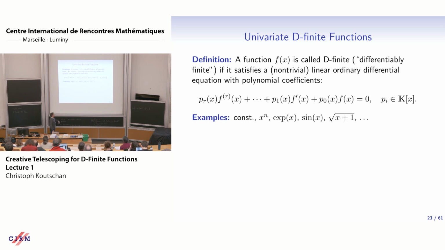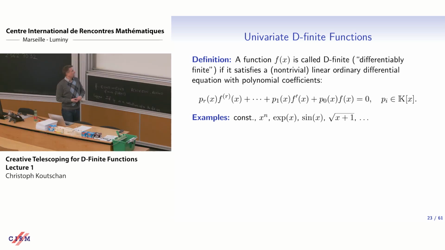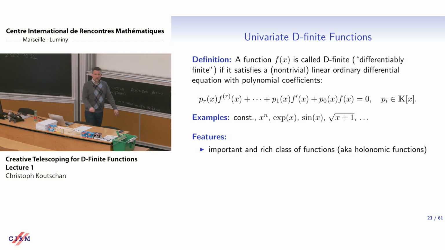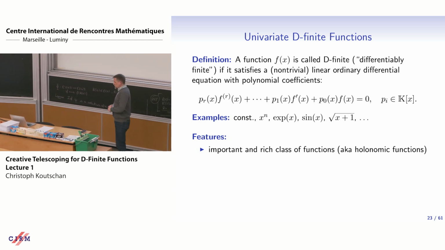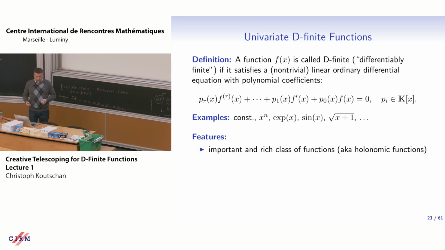So here are some typical examples. If f is a constant, of course, it satisfies this property; x to the n, exponential, sine function, square root. All these are examples of D-finite functions. Why should we care about D-finite functions? They have some very beautiful features. It is a very important class of functions, and it is a very rich class of functions, as I shall demonstrate in a second. And some people call it holonomic functions.